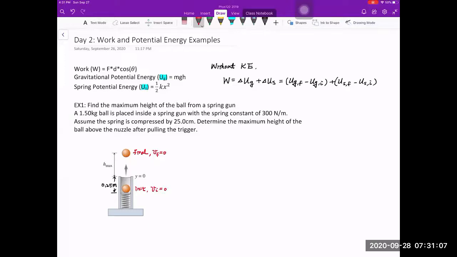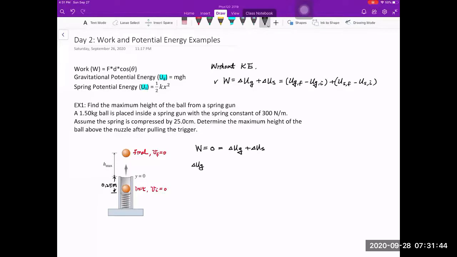Then we can simplify this to the situation where there's no work. So if you look at the equation we just wrote over here, the work of the non-conservative force is 0. And this is going to be equal to the change of gravitational potential energy and the change of the spring energy. So we're going to write the change of U sub G plus the change of U sub S. Now, what is the change of U sub G?